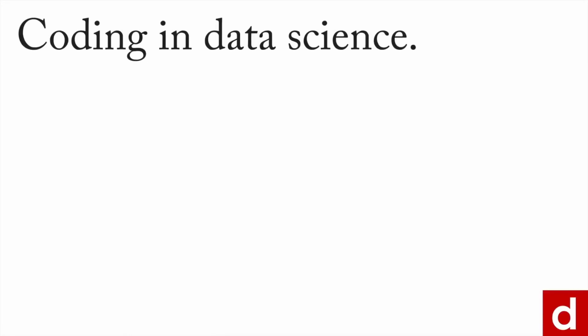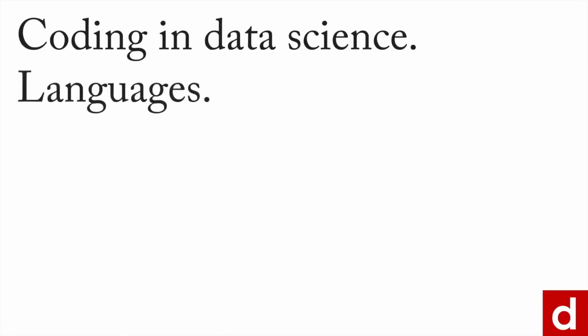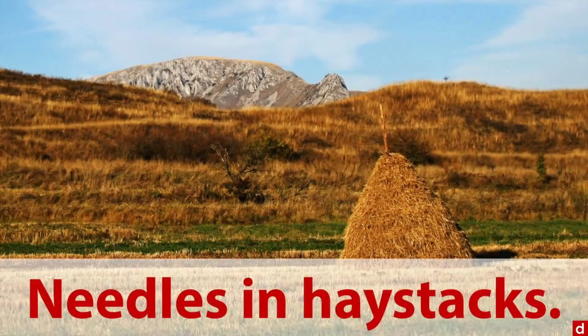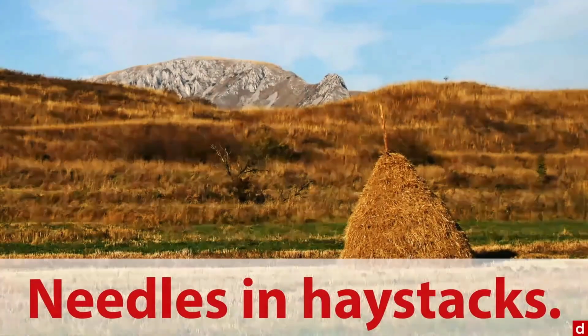One critical task when you're coding in data science is to be able to find the things that you're looking for. And Regex, which is short for regular expressions, is a wonderful way to do that. You can think of it as the supercharged method for finding needles in haystacks. Now, Regex tends to look a little cryptic. So for instance, here's an example of something that's designed to determine whether something is a valid email address.